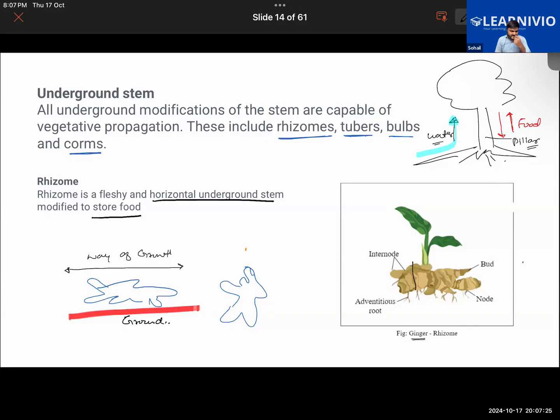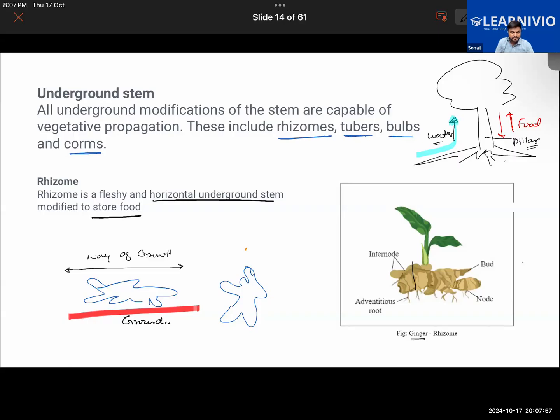Further, when we look at the structure, they have distinct nodes and internodes. What do they have? They have nodes and internodes. Getting it? Now, what have we learned about the nodes in the previous class, remember? Nodes are those places in the plant from where leaves will be growing out. Right? Nodes are those parts of the plant where the leaves will be growing out.